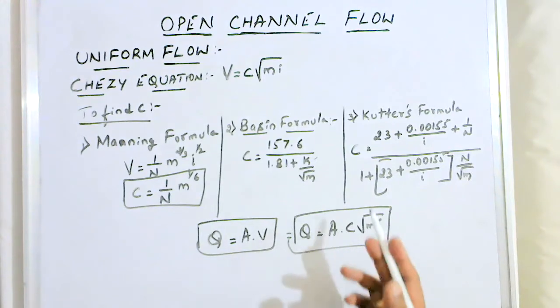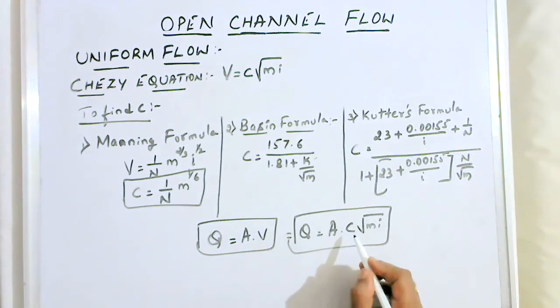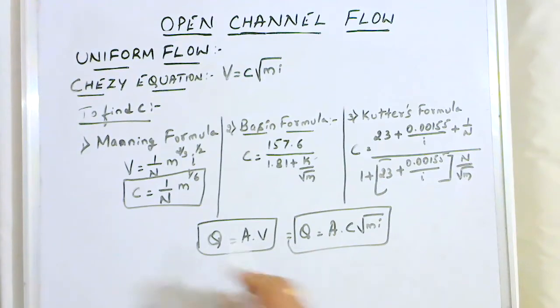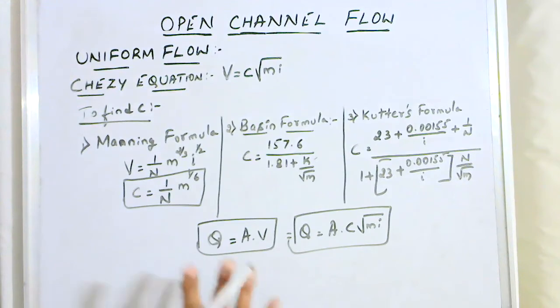In order to find the velocity by using the Chezy equation, you need to find the constant, that is C. This C can be found out by using the three important formulas given by the three different scientists. One is Manning, another one is Bazin formula, another one is what? The Kutter formula. So this is how we should find out the velocity of flow in case of a uniform flow in an open channel.